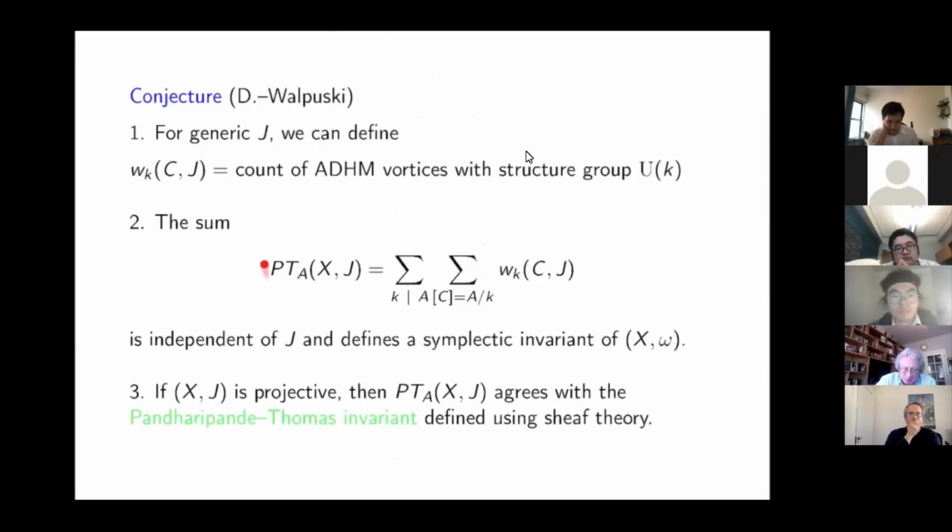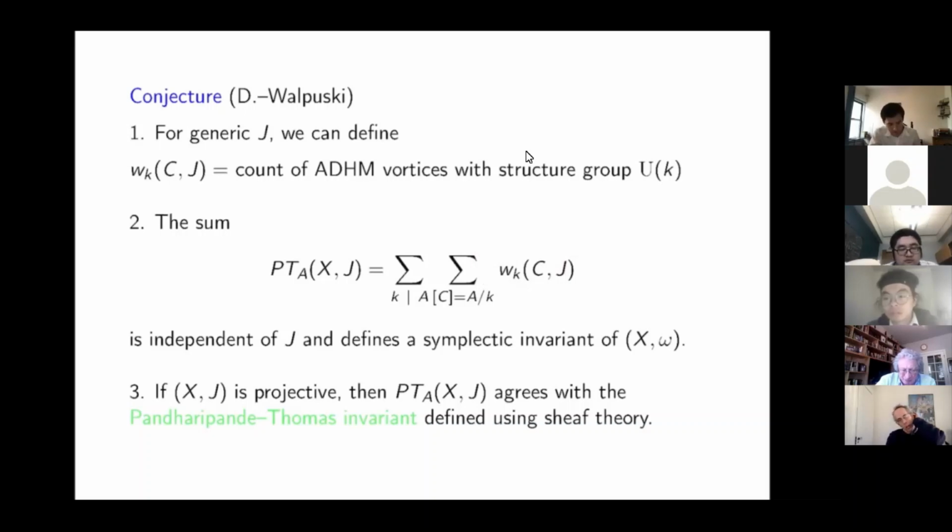Then you can define, so I considered the case when K was 2, but you can consider the general case. Now, given a homology class, you can count curves in the homology class A over K for every K which is a divisor of A, equipped with this weight WK. And even though each of these individual sums is not independent of J, the conjecture is that if you sum over everything, you get something that does not depend on J, and therefore is a symplectic invariant of X.